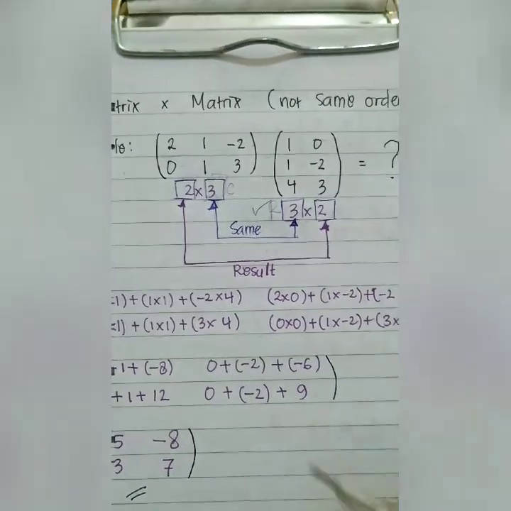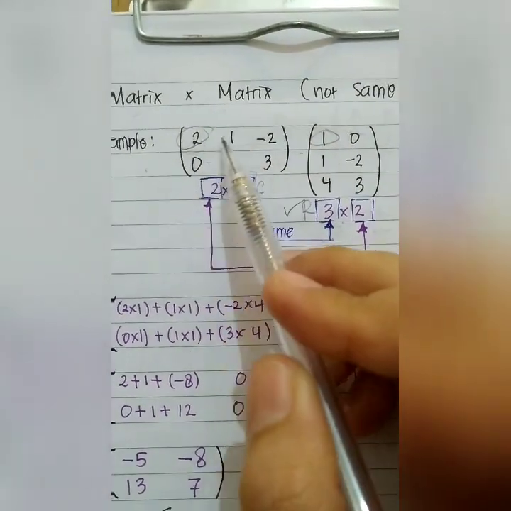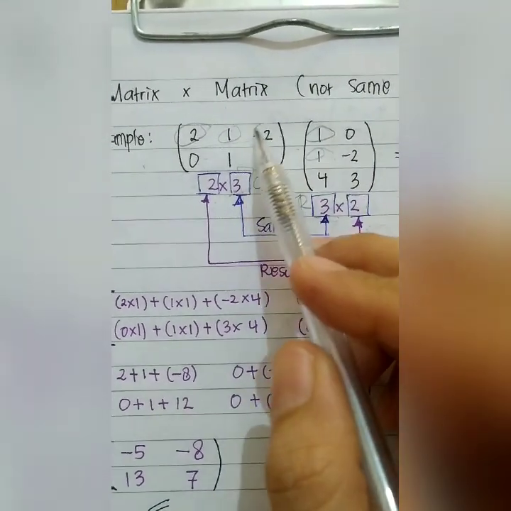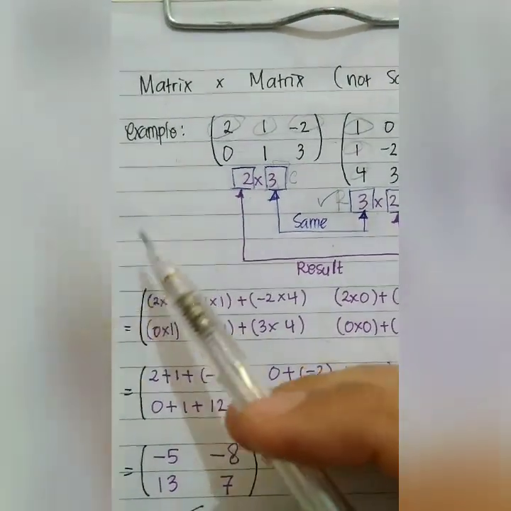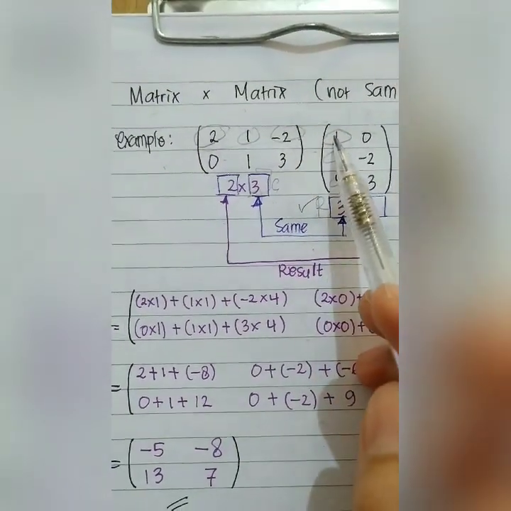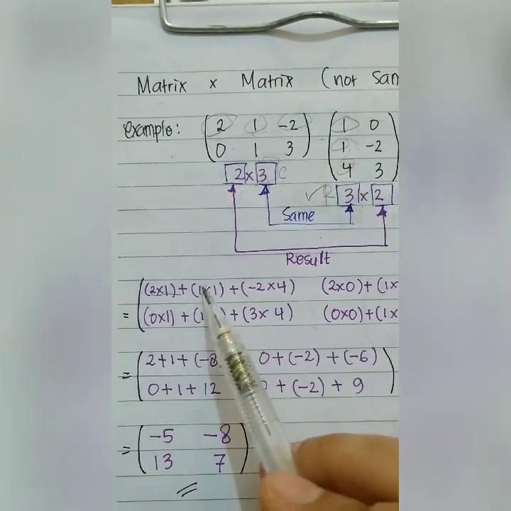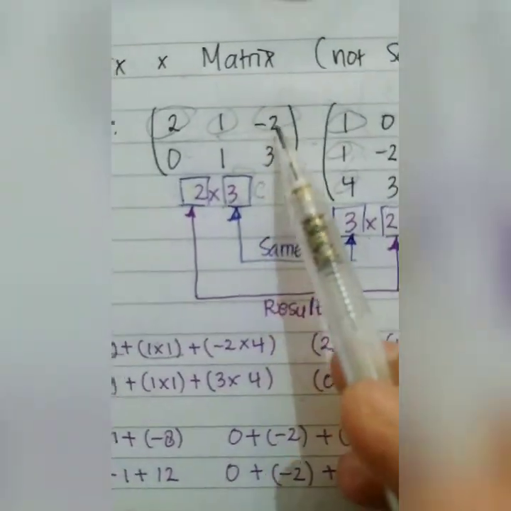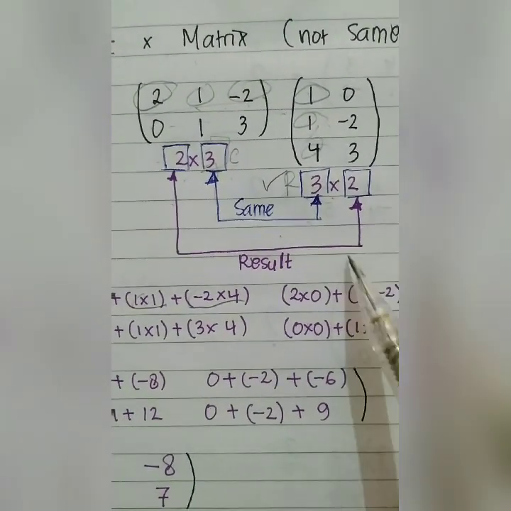Okay, so they are paired like 2 with 1, 1 with 1, negative 2 with 4, like that. So we just multiply them. 2 times 1, this one. 2 times 1, then 1 times 1, and then negative 2 times 4. This is negative 2 times 4. Then next.